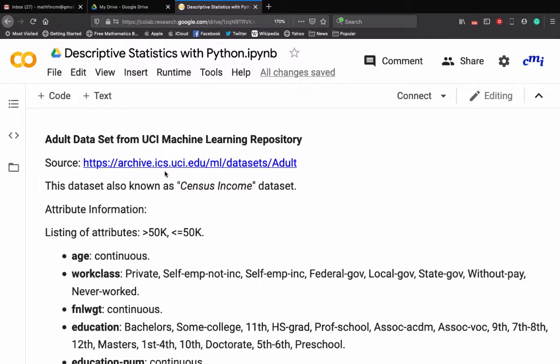Today we are going to use the adult dataset from the UCI Machine Learning repository. The source of the dataset can be found here. This is one of the very popular datasets, which is also known as the census dataset.